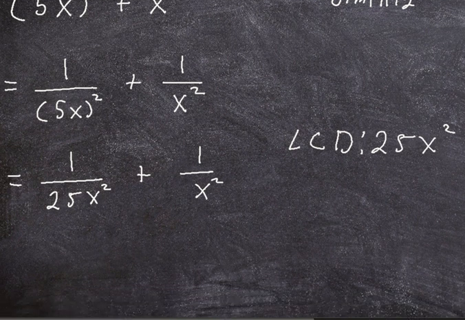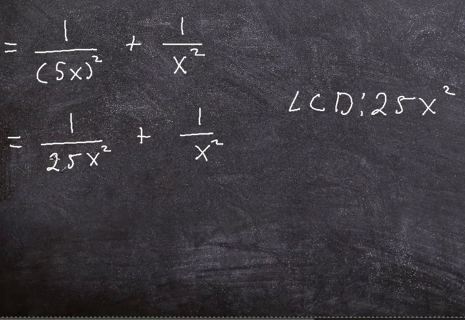Okay. Now from there, what does this denominator need to become 25x squared? It doesn't need anything. It has everything. So we don't need to change this one. What does this denominator need to become 25x squared? It needs the 25.